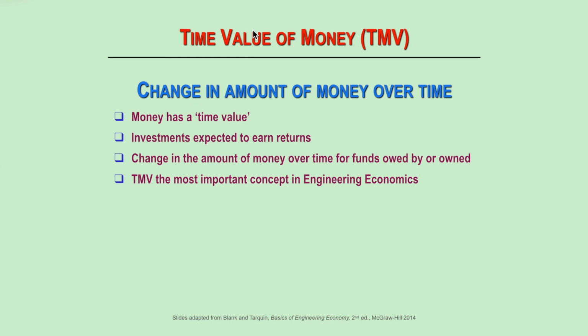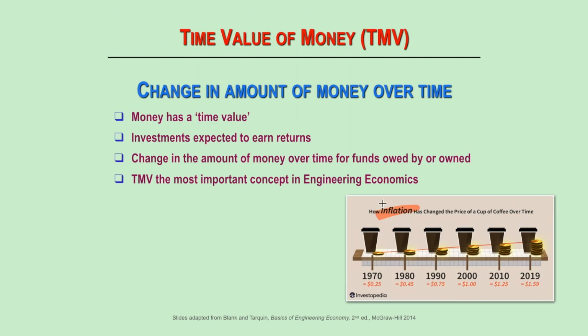So therefore, time value of money explains the change in the amount of money over time for money that is owed or money that is owned. Now, time value of money is also related to the concept of inflation. This is shown by this picture here, how inflation changed the value of money over time.